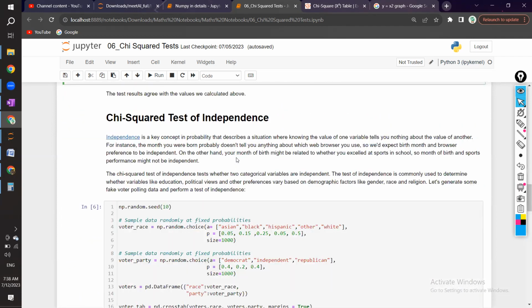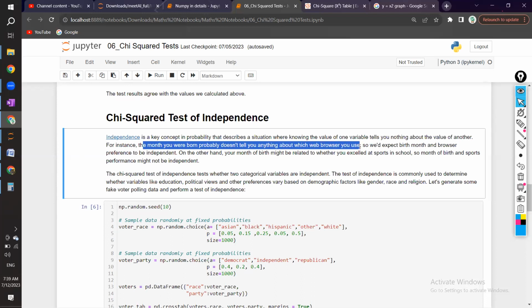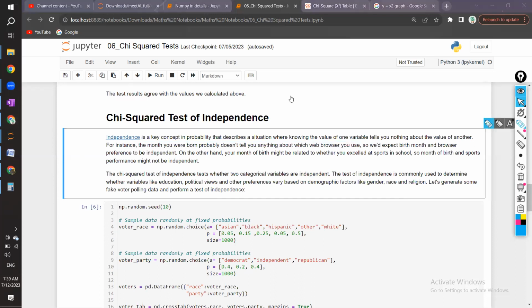Okay, so one more test you have, we will quickly try to discuss this. It's called the test of independence. The chi-square test of independence tests whether two categorical variables are independent or not. For example, the month you were born probably does not tell you anything about the web browser you use. Month of birth and the browser you are using, there is no relation between that, right?